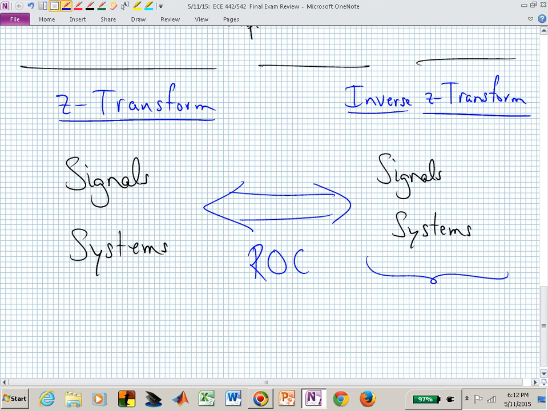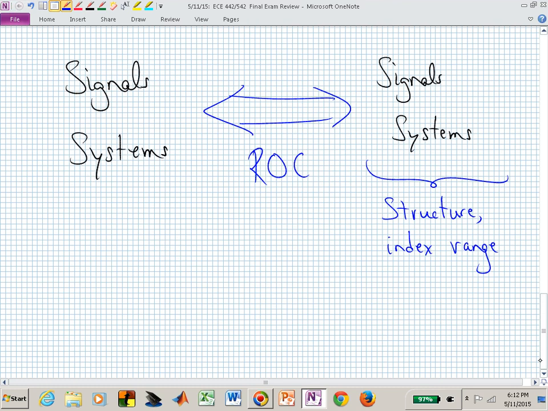Again, here you might simply be asked to find the structure of the response. Maybe you don't have to evaluate all the coefficients, but if you're given the region of convergence, now you can tell me, is that a right-sided sequence? Is it a left-sided sequence? Is it a two-sided sequence? All based on what region in the complex Z-plane this Z-transform is defined.